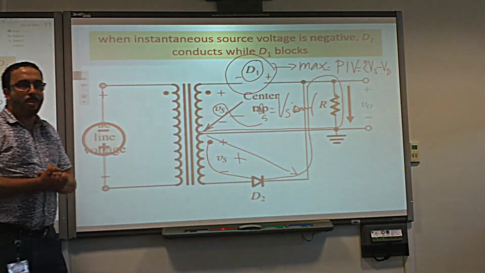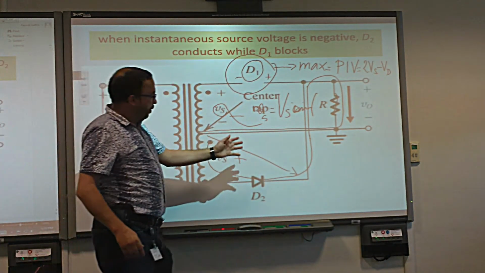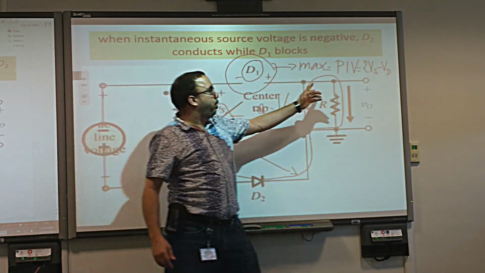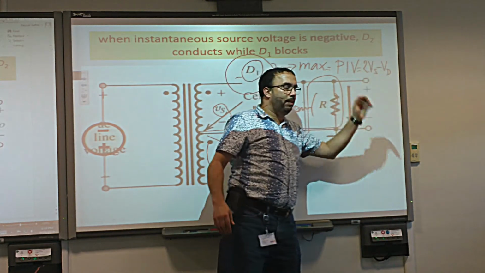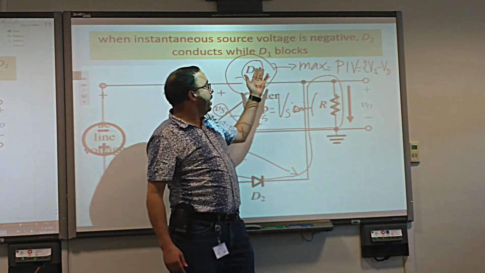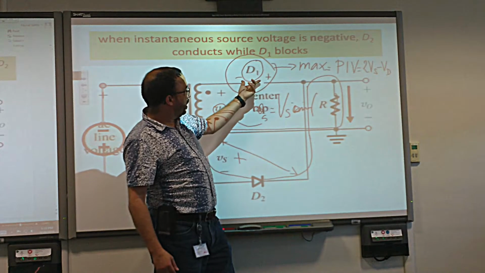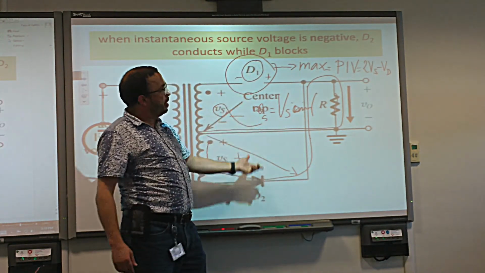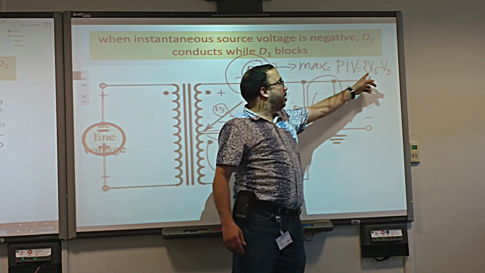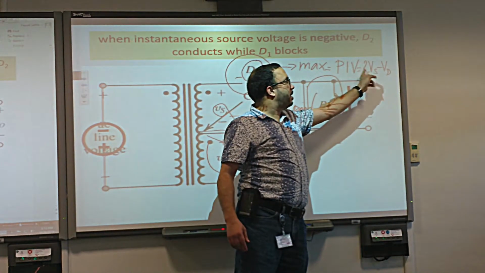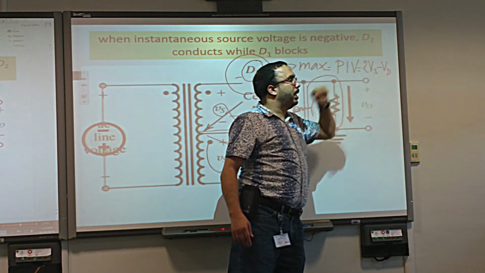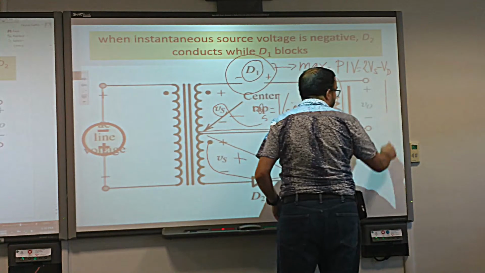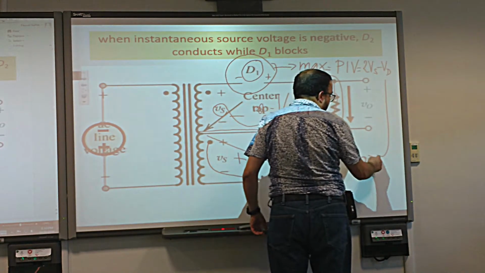Doctor, can you please repeat? I repeat. The PIV of the center tap rectifier is equal to 2 Vs minus Vd. I explained here that the PIV is the maximum reverse voltage of this diode or this diode. They will be the same. Show me that they will be the same and that the PIV, that maximum reverse bias voltage, is equal to 2 Vs minus Vd. Vd is the 0.7 volt, the voltage drop of the diode.